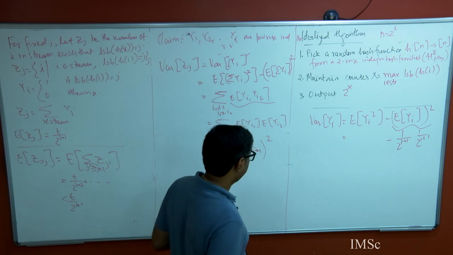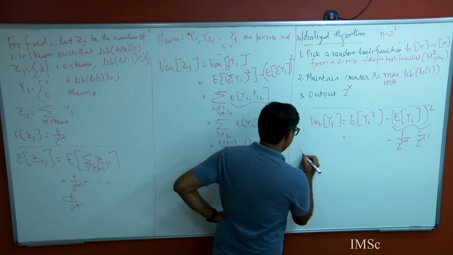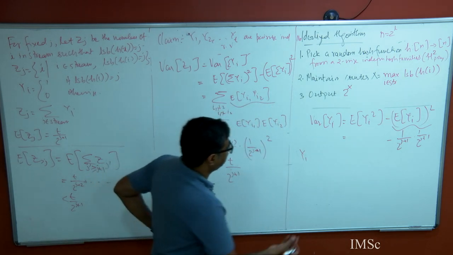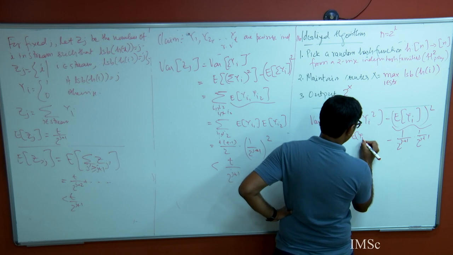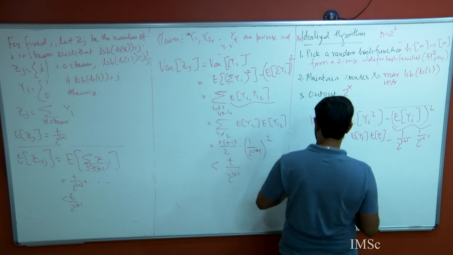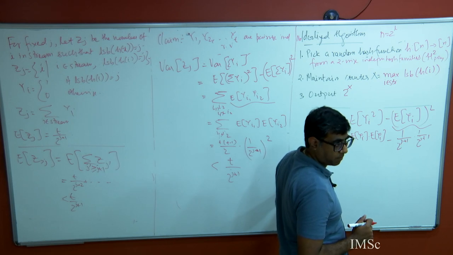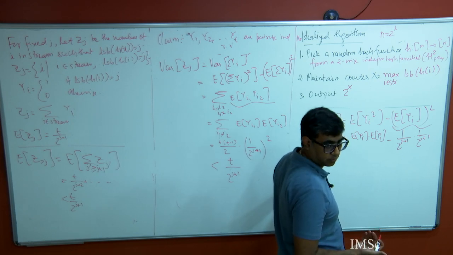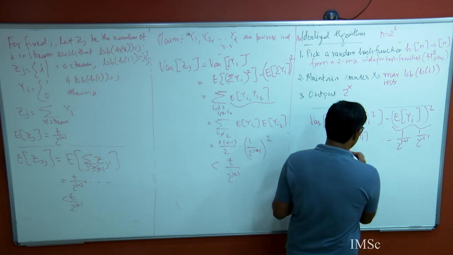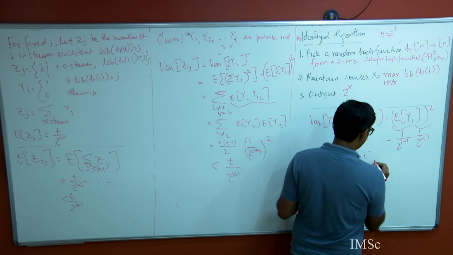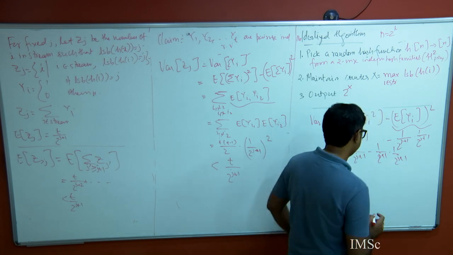Okay, just wait a minute. So what is expectation of yi square? Yi square also takes value 1 or 0, and it takes 1 with the same probability, which is 1 by 2 power j plus 1, right? So this is what it is, okay?